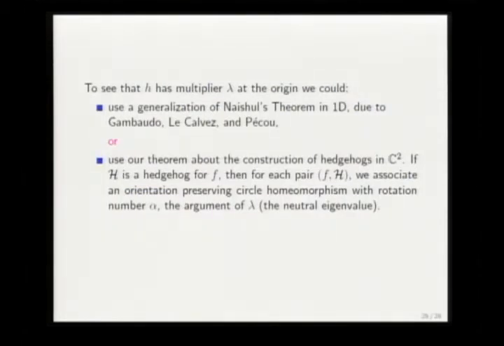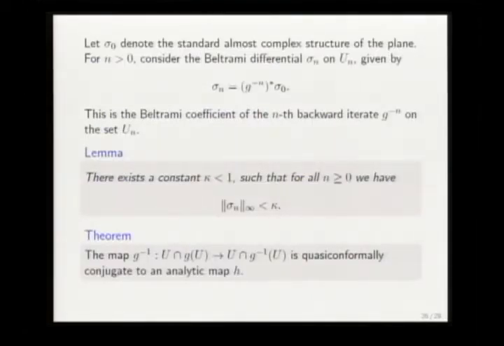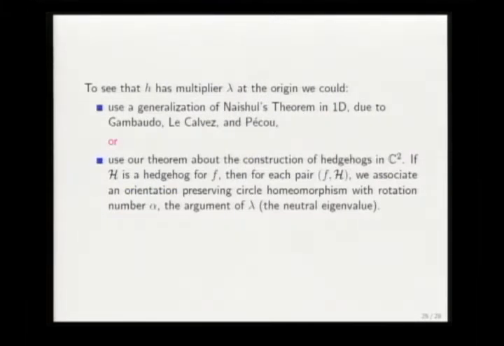All right, to see now that the map H has the same multiplier as the neutral eigenvalue, we could do two things. First, we could use a generalization of Naishul's theorem due to Gambaudo, Calves and Pecou, and this tells us immediately that lambda has to be H prime of 0. H prime of 0, this analytic map over here, has to be equal to lambda. Lambda is our neutral eigenvalue.